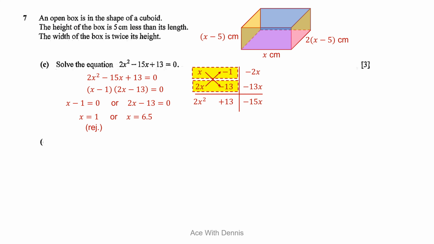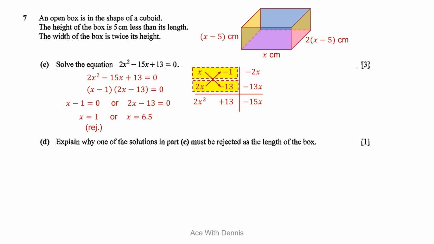What's the reason? This comes to the next question, D. Explain why one of the solutions in the part C must be rejected as the length of the box. 1 mark. So why is it that we need to reject x equals to 1? The reason is because when x equals to 1, the height will be 1 minus 5, which is negative 4 centimeters. And the width is 2 times 1 minus 5, which is negative 8 centimeters.